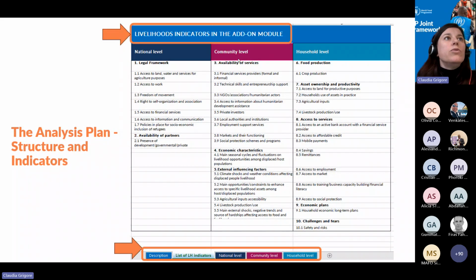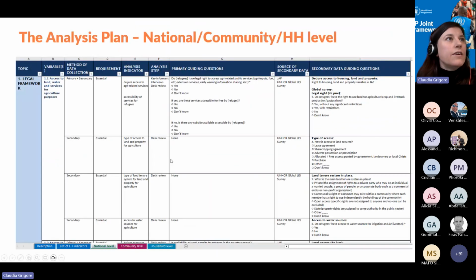Then at the community level, we look into availability of services, and by services, it can be financial services, technical skills, employment, private investors, and social protection, to cite a few examples. Then we look into economic characteristics and external influencing factors. And under household level, we look into food production, asset ownership and productivity, access to services at the household level, and economic plans and challenges and fears. So here you have a quick description of all the topics that are covered in the livelihoods add-on module. Now let's look a little bit more in detail at the analysis plan itself.